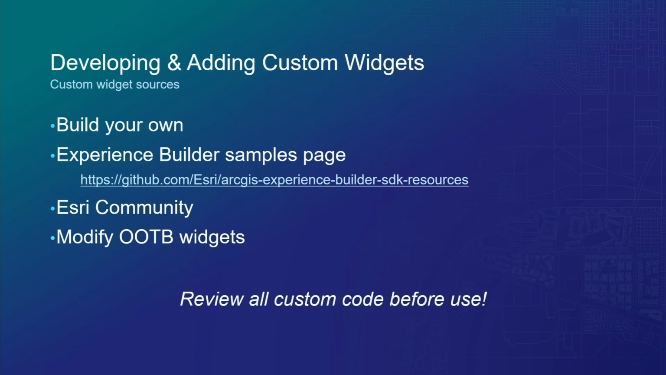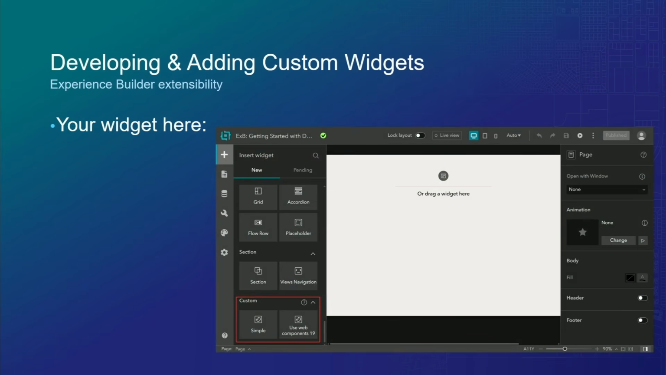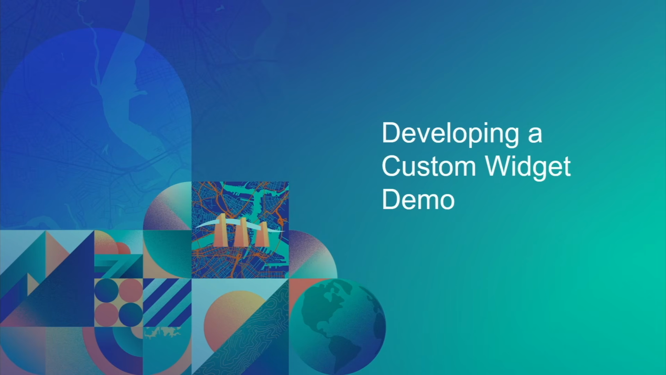And hopefully this goes without saying, but you should always review all custom code before use, especially when it wasn't written by you, so you fully understand what it's doing. Is it working the way you intend it to? And like we just saw, within the builder interface, you can drag and drop your custom widgets in just as you would with out-of-the-box widgets. They'll appear at the very bottom of that insert widget pane. And we're going to dive right in now to developing a custom widget.